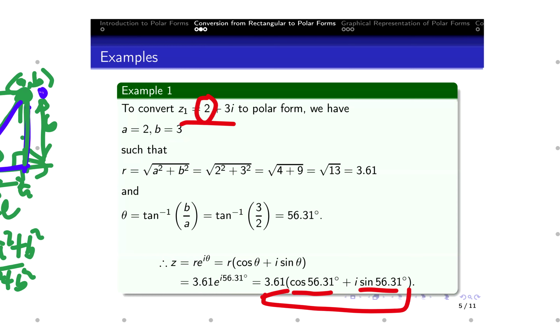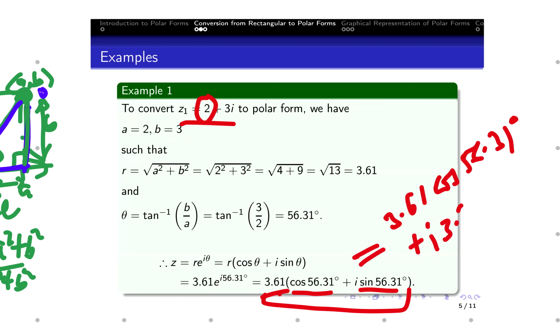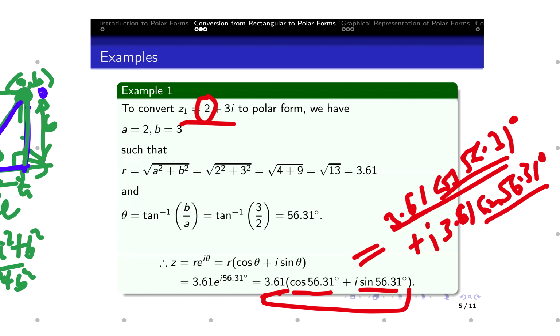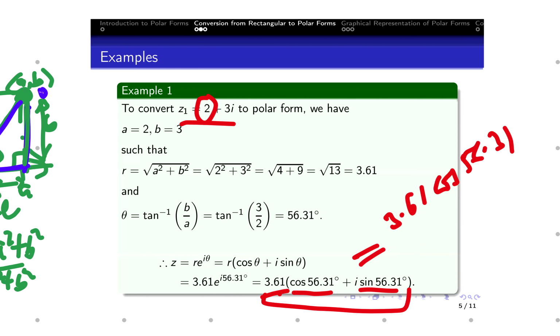If you expand this, you have 3.61 cos 56.31 degrees plus i 3.61 sine 56.31 degrees. So if you multiply this out, find the cos and multiply by 3.61, you get that. Then find the sine of 56.31 multiplied by 3.61. You get something close to 3, if not exactly 3. And that's how to convert back from polar to rectangular. That's important. You should be able to know how to do the switching. So sometimes some operations are more convenient in polar form, and you have the complex number in rectangular form.